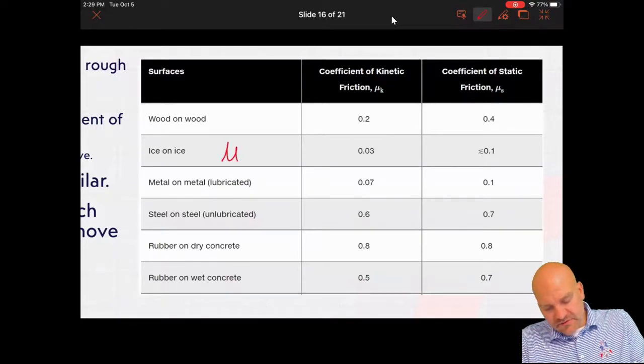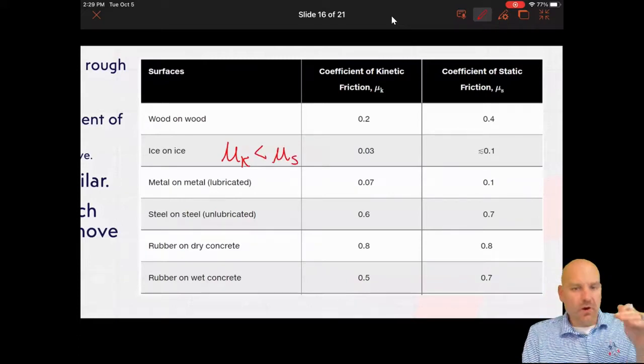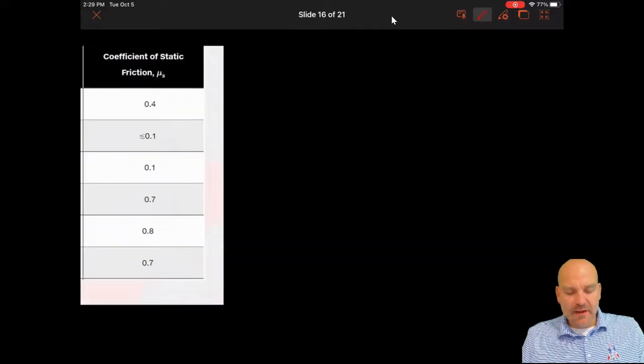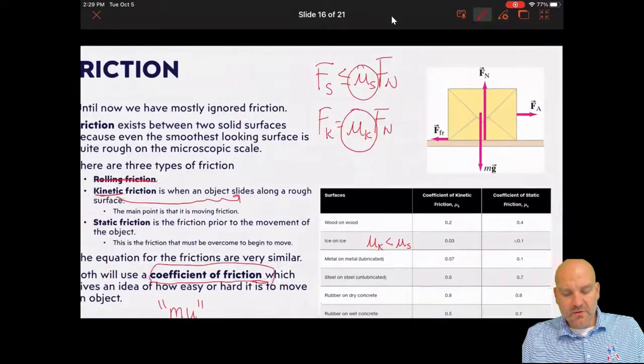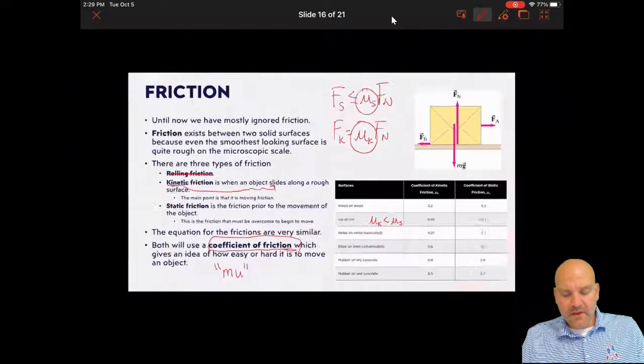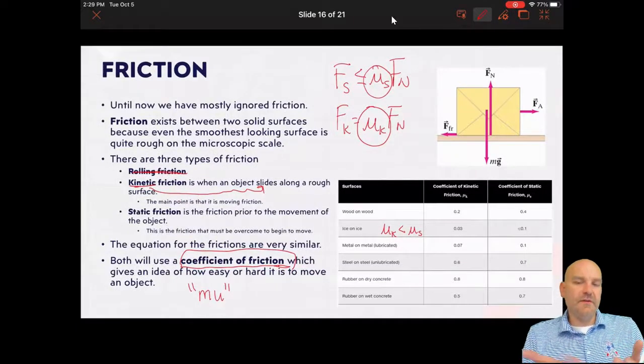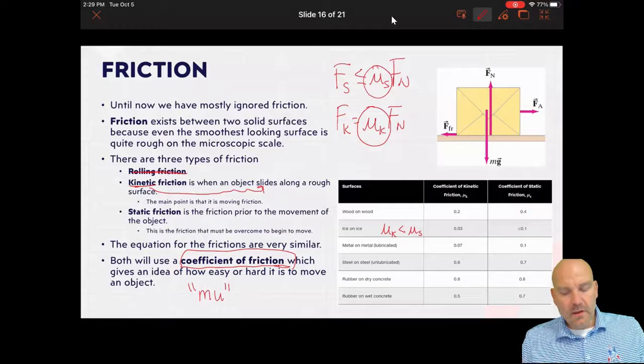In general, what you'll see is that mu k will always be less than mu s. So you always have to apply more to get an object to begin to move than it takes to keep it moving. If you think about those furniture sliders that you put under furniture, those decrease the static friction so you can get them moving. But once that thing starts moving, it's pretty easy to move past that.